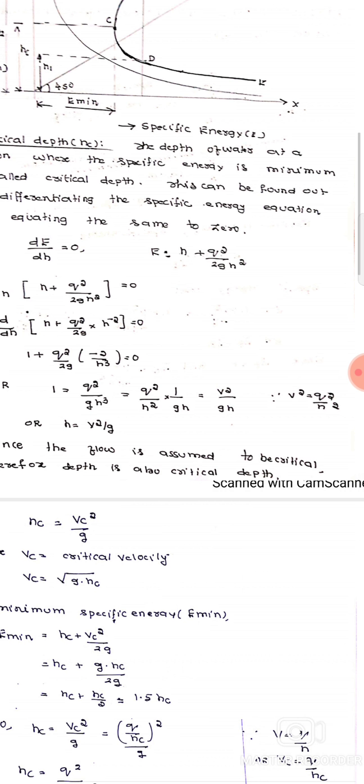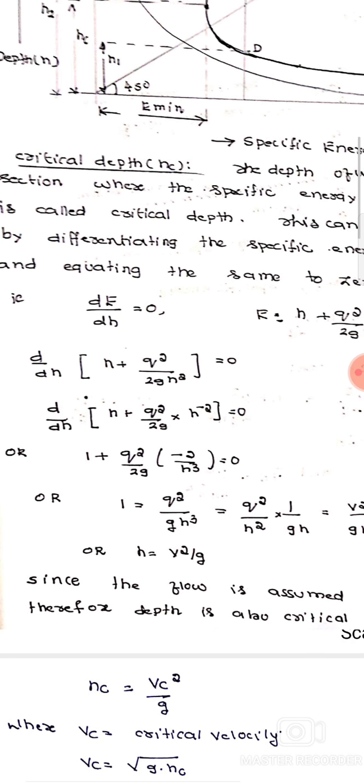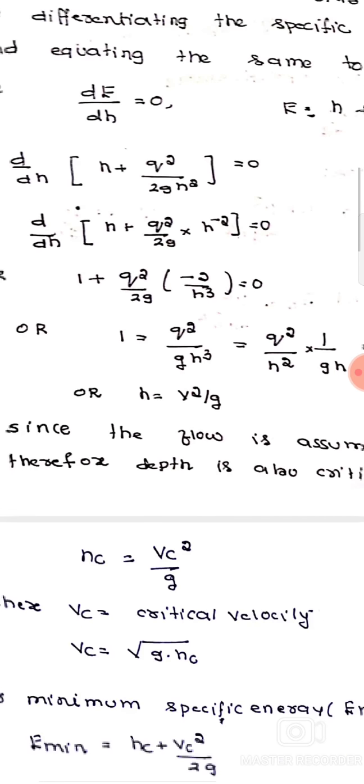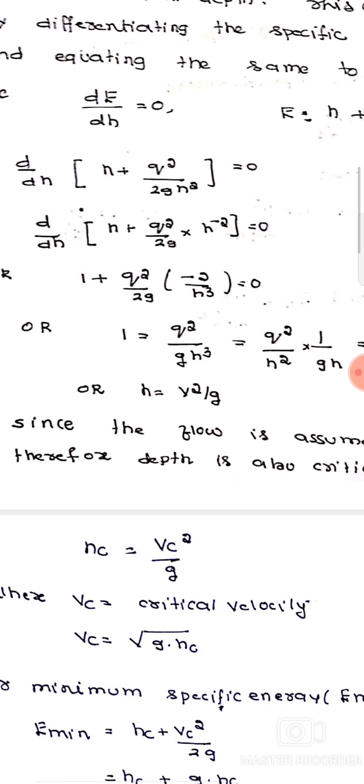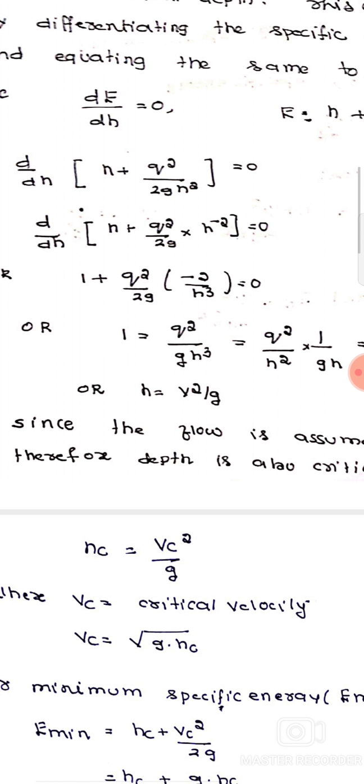So v square can be replaced as q square by h square. Now just substitute that: d by dh of h plus q square by 2g h square. If you differentiate, you'll get 1 plus q square by 2g into minus 2 by h cube, or we can say that 2 will get cancelled, so minus is there. If you send it to the other side, 1 is equal to q square by g h cube, or q square by h square into 1 by gh.